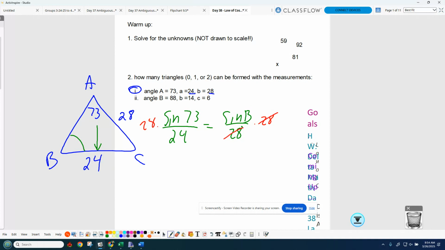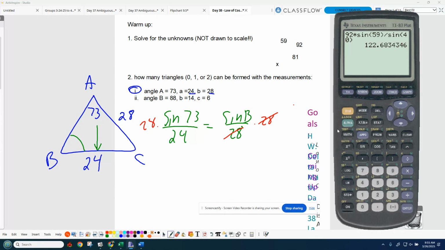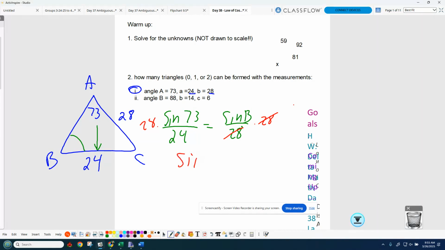All right, so what do you guys get? What's that? You got an error. Okay, well, let's see. I don't know if that's right. Well, let's check. 28 divided by 24 times sine of 73. Sounds right. Yeah, but you gotta do the numbers. Gotta do the inverse then.